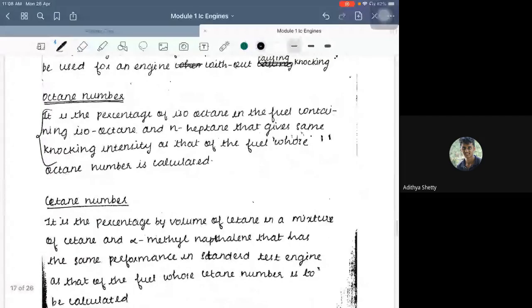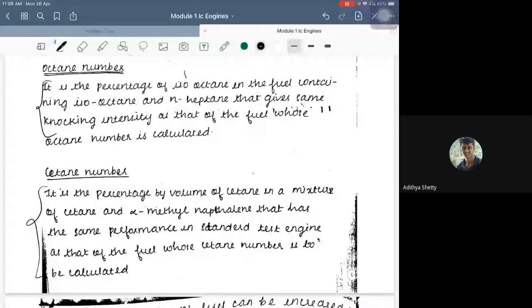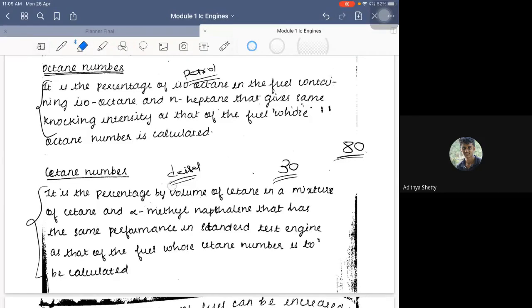The octane number is used for petrol engines, remember this, and the cetane number is used for diesel engines. What is the octane number and what is the cetane number? The octane number will tell you how much knocking a particular kind of petrol gives. Suppose the octane number is 30 and another is 80. If the octane number is 80, you can assume that it gives more knocking. If the octane number is 30 or below, you can assume the knocking present with the petrol would be very, very less. This is how the octane number and the cetane number are used to know the knocking characteristics of diesel and petrol.